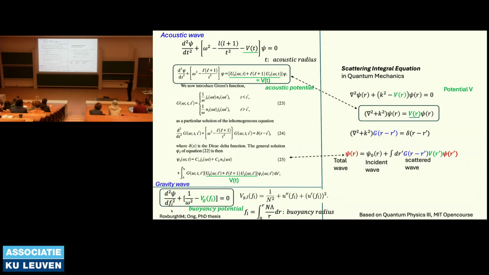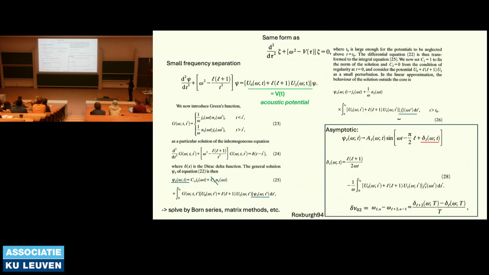But before we do this, we need to carefully convert our variables. For the acoustic wave, our x coordinate is the acoustic radius or acoustic depth. And for the G mode, our x coordinate is the buoyancy radius. But this is very nice. This is a very nice analogy. You can solve this by using this Green's function.